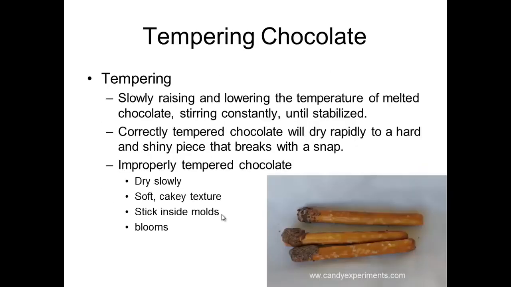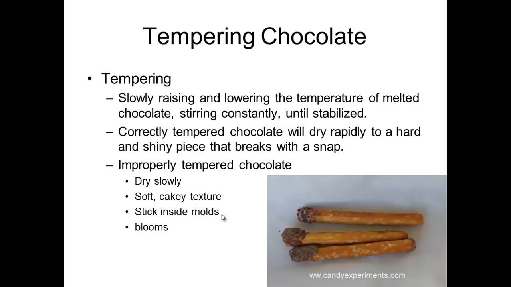Moving us in, bloom occurs when chocolate is improperly tempered. Tempering chocolate is a method for melting chocolate, and what it means is you're slowly raising and lowering the temperature of melted chocolate, and you stir constantly until the chocolate is actually stabilized. Correctly tempered chocolate will dry very rapidly, and it will be very glossy and shiny, and it will snap very clean and crisp, like what you're looking for with a good quality chocolate.